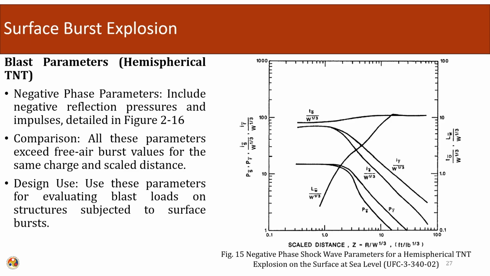Again using different charts, we can calculate the positive phase parameters, negative phase parameters, and all the associated parameters that we require. Again Ps, Pr, I positive, I reflective, I incident, time period negative, blast length negative. All the parameters that we require we can calculate using the design charts.